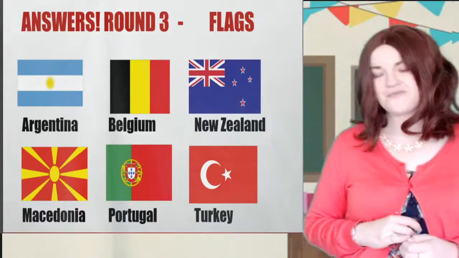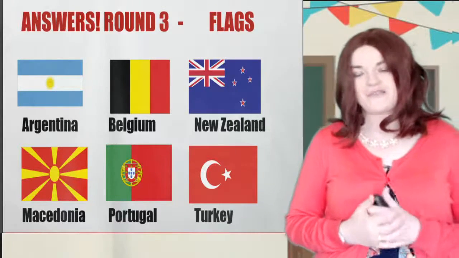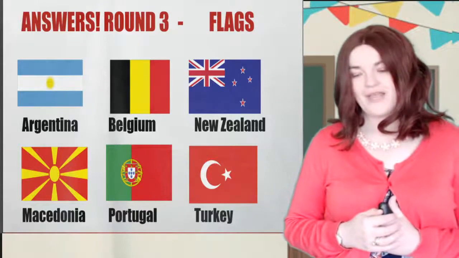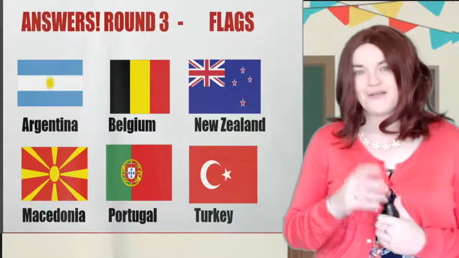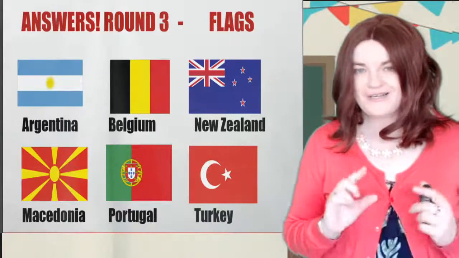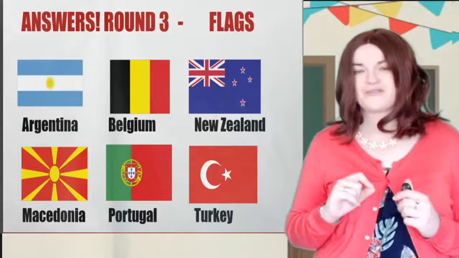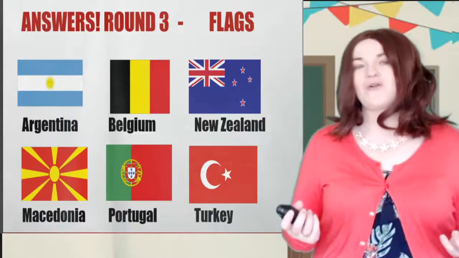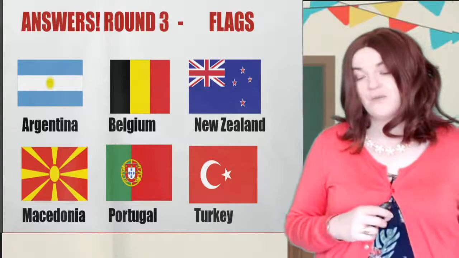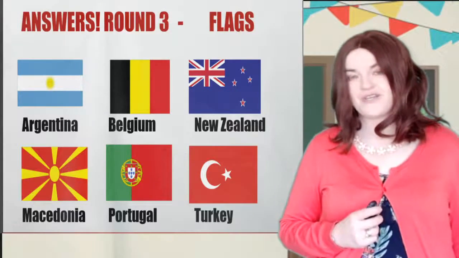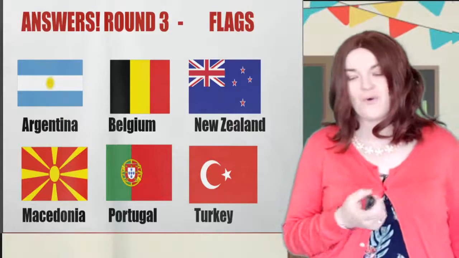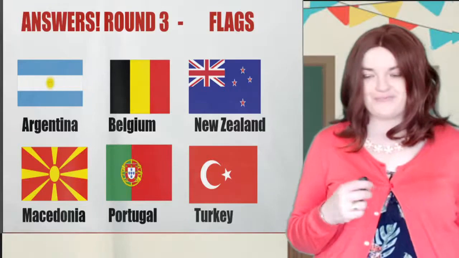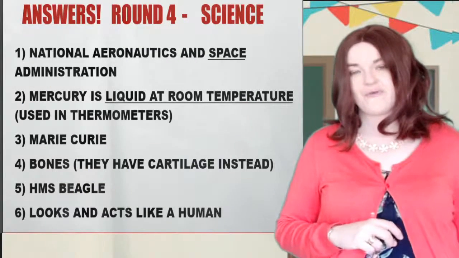So here's the answers for the last two rounds. The first flag, Argentina. Then Belgium. Then New Zealand. If you said Australia, so close. The stars on the Australian flag are white. Macedonia. I know I'm being cruel to you. I know. Portugal and Turkey. So well done if you got one of them, because I did a tricky round there just to throw you off the scent.